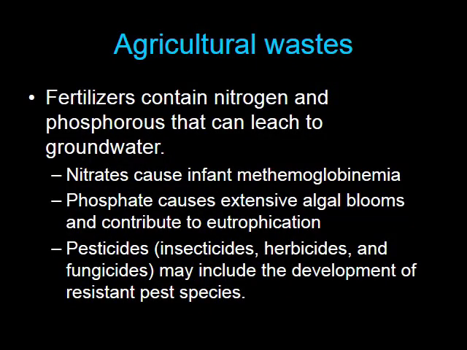Then we have agricultural waste. This would include fertilizers that contain nitrogen and phosphorus that leach or reach our groundwater. Nitrates can cause infant methemoglobinemia or the blue baby syndrome. Then phosphate can cause extensive algal bloom and contribute to eutrophication. Pesticide can cause the development of resistant pest species.